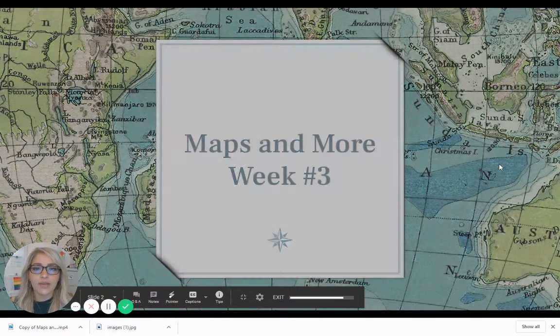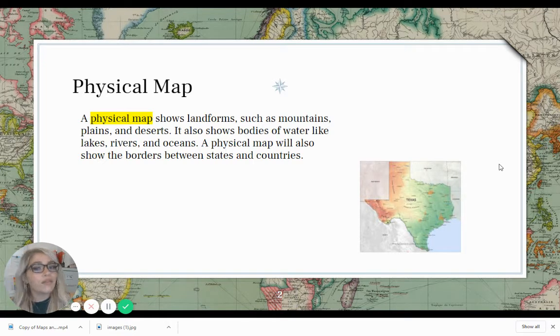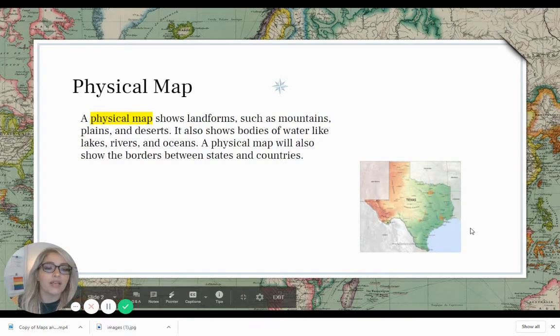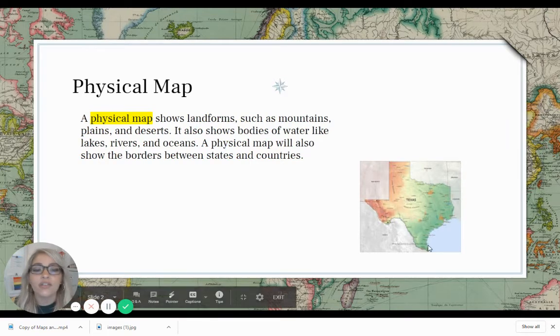The first thing we are going to be talking about is a physical map. Now, a physical map shows you landforms like mountains, plains, and deserts, and it also shows bodies of water such as lakes, rivers, and oceans. It can also show the border between states and countries. So right here, we have the state of Texas. We have a body of water that is the Gulf of Mexico. You can see the other states here in the corner. You see Louisiana, Oklahoma, and we also see it border another country down here, which is Mexico.